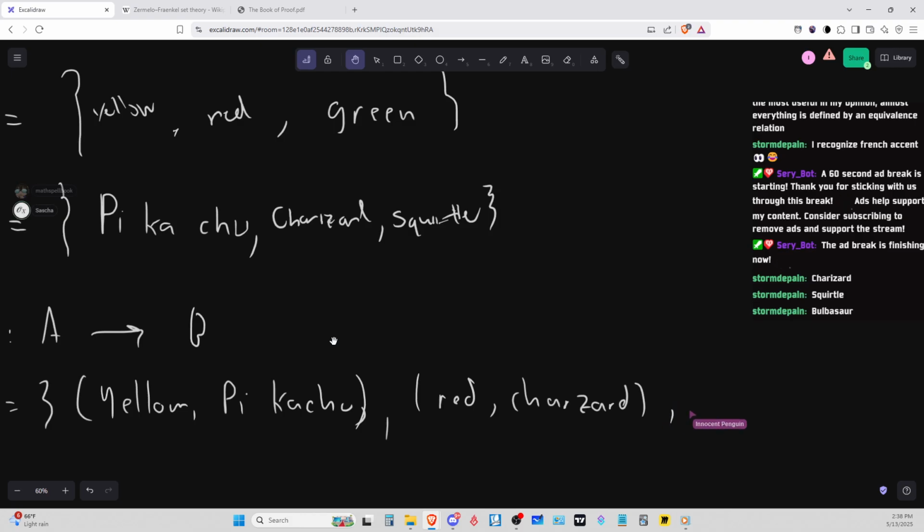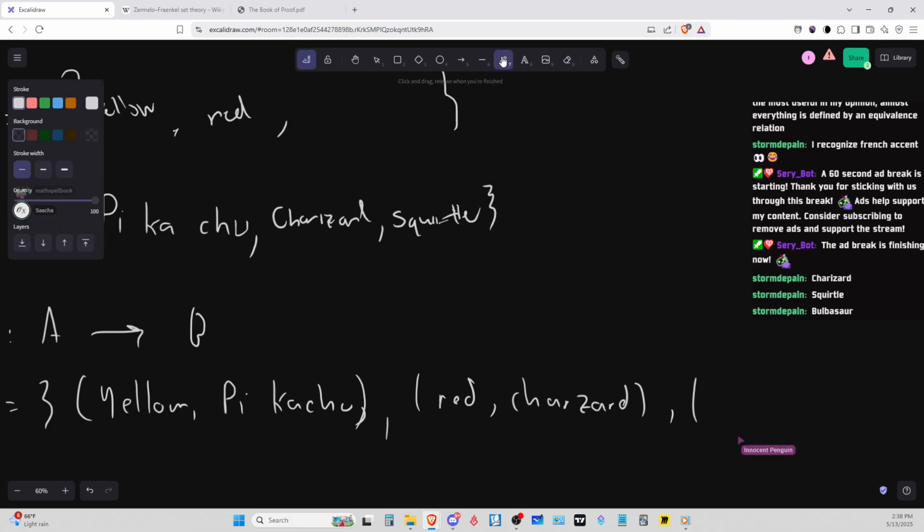Charizard, and wait, Squirtle green? Oh, Squirtle's blue. I'll take that. It's like the turtle-like, right? Yeah.